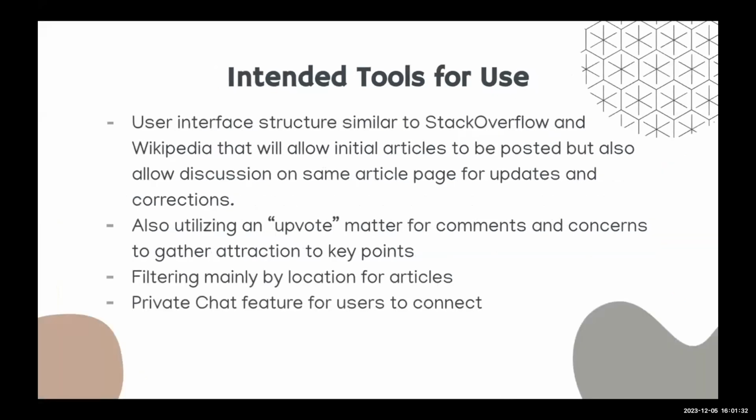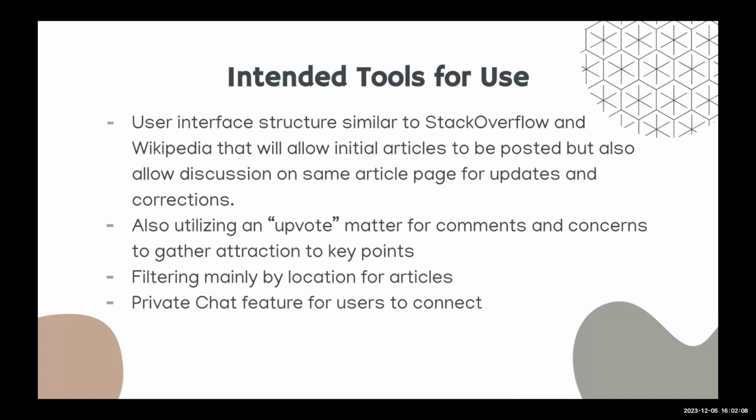So the intended tools I want to use are on equal rights. I really like the structure of Stack Overflow, where users go with a question, mainly code, and show the errors they were getting. The specific feature there is the response feature. I'd combine that with how Wikipedia uses its open source platform, where you see the article and the sources, but allow for more community aspect, where people comment under the article and use an upvote system for comments and concerns that gather traction on key points.